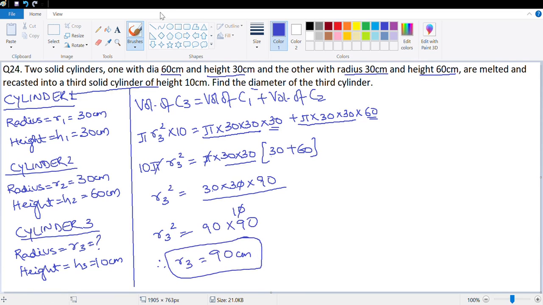That's the answer. But before we finish, let's read the question. It says find the diameter.